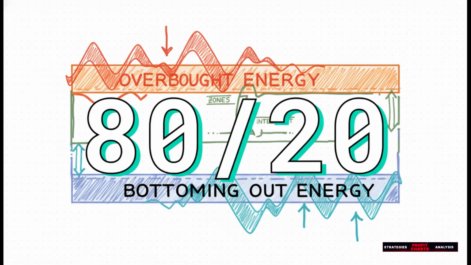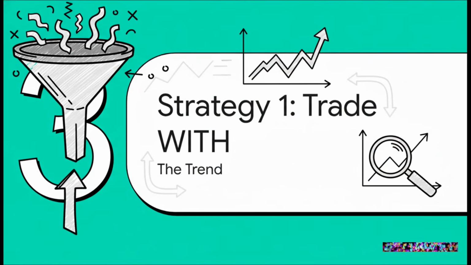But listen, if you take away one thing, it's this. These are not automatic buy or sell signals. Just think of them as zones, areas where the market's energy might be getting a little stretched. Okay, let's get into our first actual strategy. And honestly, this one filter is the most powerful thing you can do to immediately cut out most of those annoying false signals and improve your results.